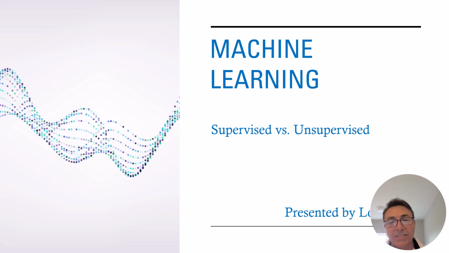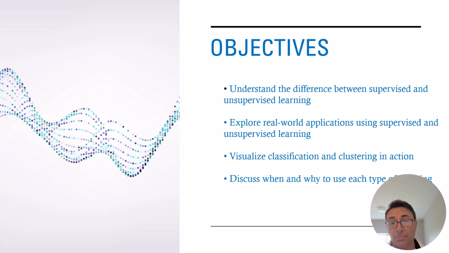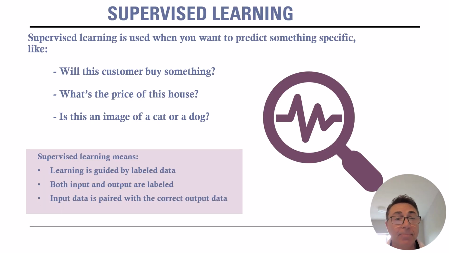Hello, my name is Louis Sapia, and today we're going to discuss machine learning, specific to supervised versus unsupervised machine learning. Our objectives are to understand the difference between supervised and unsupervised learning and explore real-world examples using those types of learning. We want to be able to visualize clustering and classification in action and discuss when and where to use each of these types of learning models.